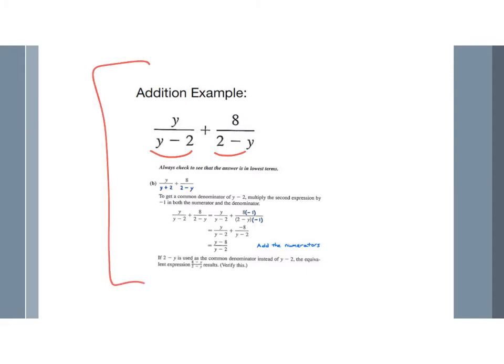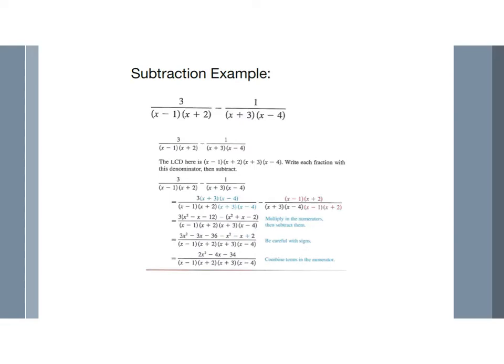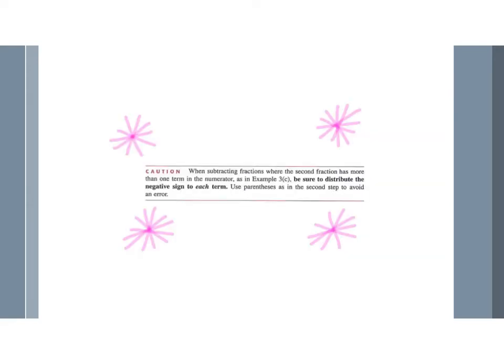The next slide is also a subtraction example from the textbook. Again, it walks you through step by step. And in blue, it has the description. This is a big caution here when we get to the subtraction fractions. Remember that if you're subtracting more than one term, we need to distribute that negative sign. And we're going to see that in example 2. So let's try a few examples.